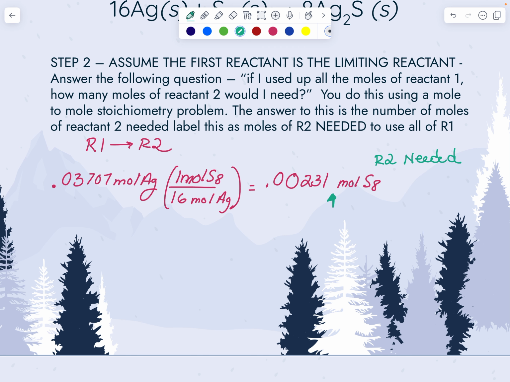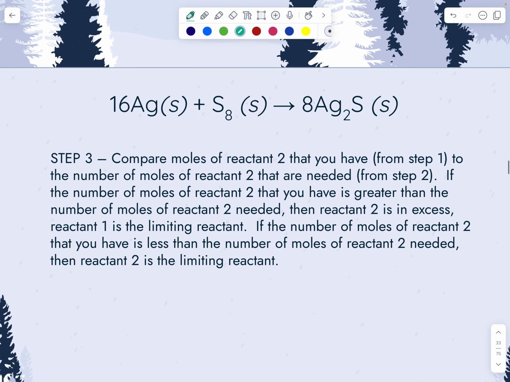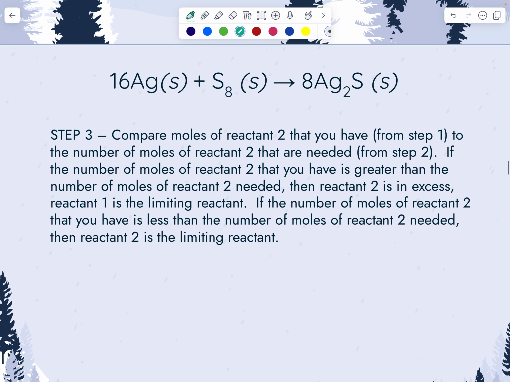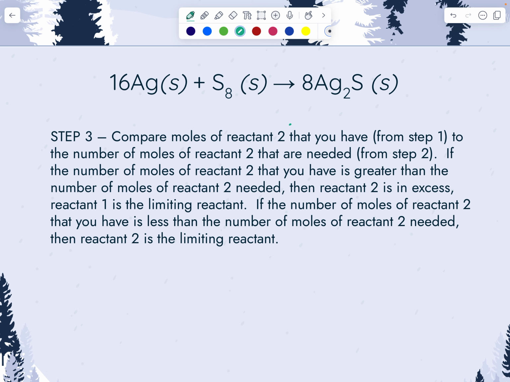And so step 3 is comparing need versus have. Compare the moles of reactant 2 that you have from step 1, that was 0.01559, the number of moles of S8 that you have, to the number of moles of reactant 2, S8, that is needed. That's that number that we just came up with, 0.00231 moles of S8 needed.